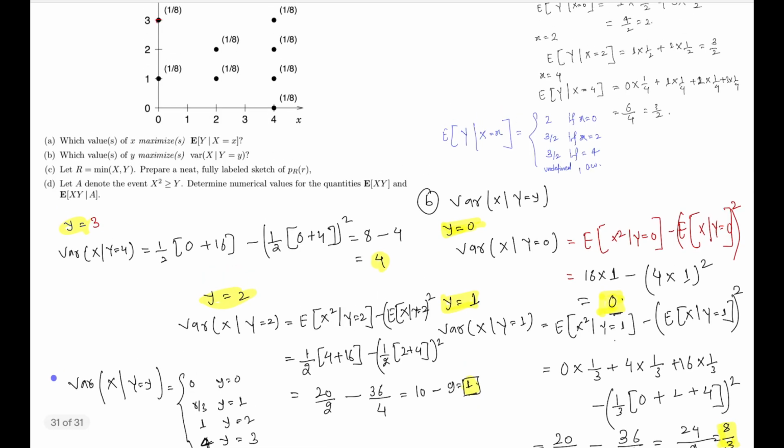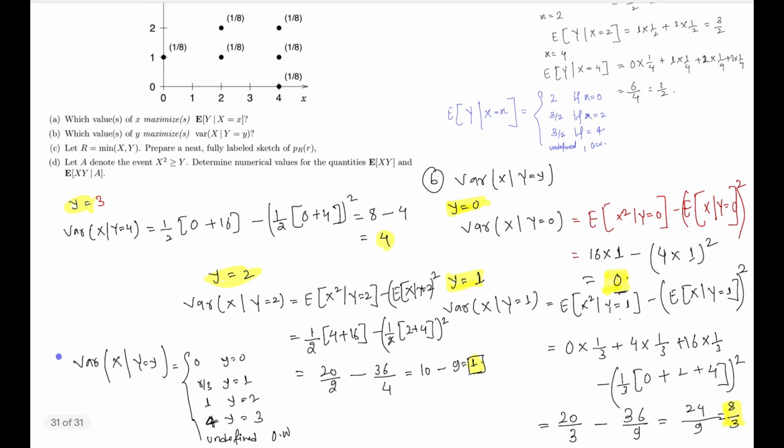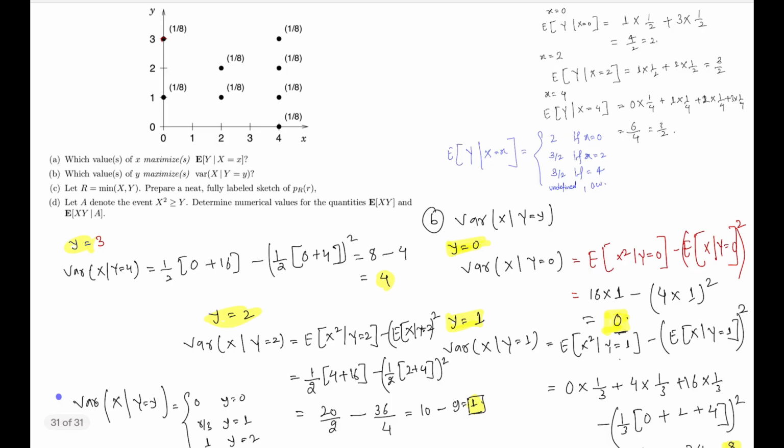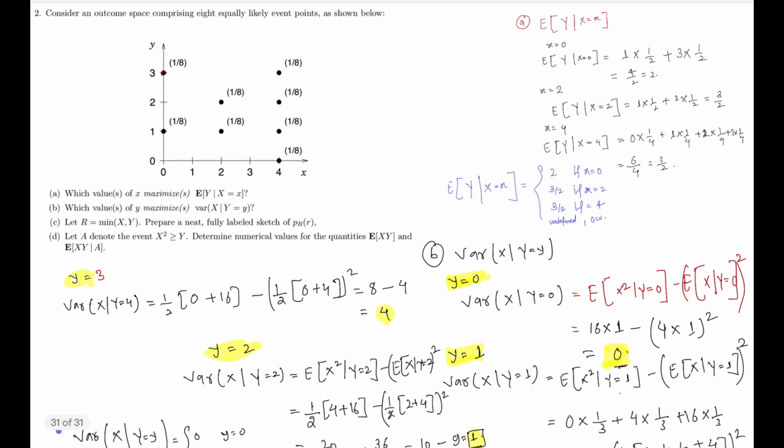So the answer to your question in this part B, which value of y maximizes the conditional variance? When y is equal to 3, the variance is the highest or the maximum, that is 4. So this is the answer to your part B. I am going slow so that everyone should be able to follow me.